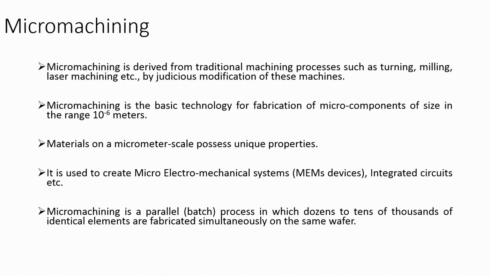So, let us see what is micro machining. Micro machining is derived from traditional machining processes, like I said, such as turning, milling, laser machining, etc., by judicious modification of these machines, correct. Then micro machining is the basic technology for fabrication of micro components. Micro, what does micro mean? 10 to the power minus 6 of a meter, micrometer, right. Components of size in the range of 10 to the power minus 6 meters.